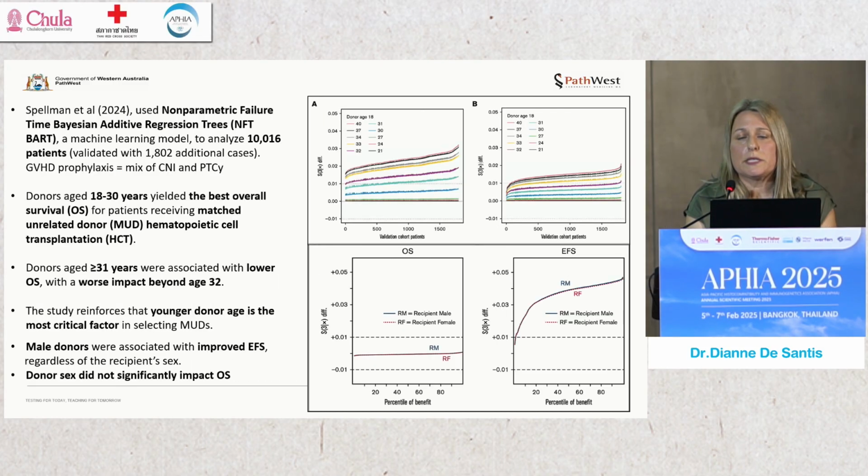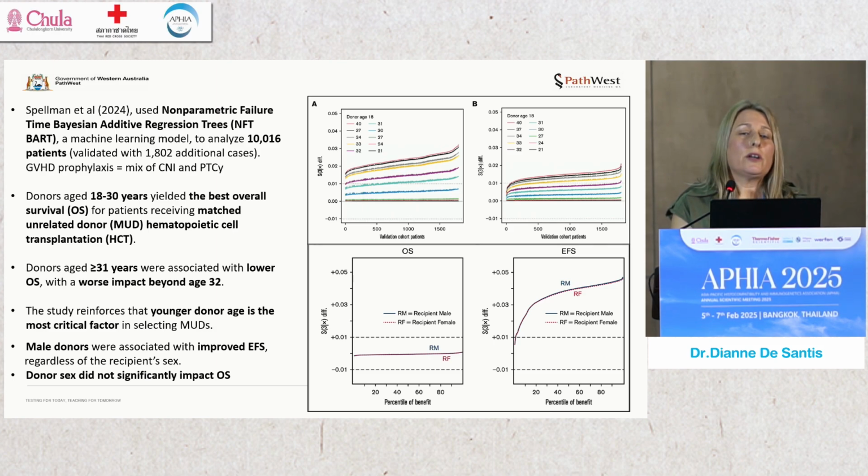More recently, Spellman et al. used machine learning modelling to analyse just over 10,000 patient transplants and further validated results in an additional 1,800 cases. GVHD prophylaxis was a mixture of CNI and PT-Cy, and donors aged 18 to 30 years old yielded the best overall survival for patients receiving matched unrelated transplants. Donors 31 years and older were associated with lower overall survival. This study reinforces that younger donor age is the most critical factor in MUDs.